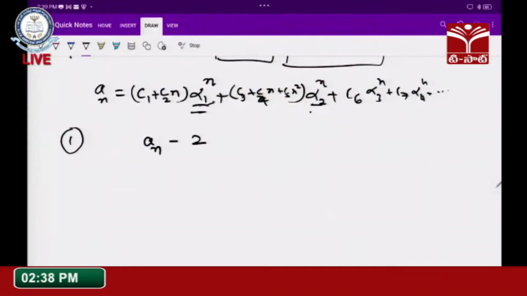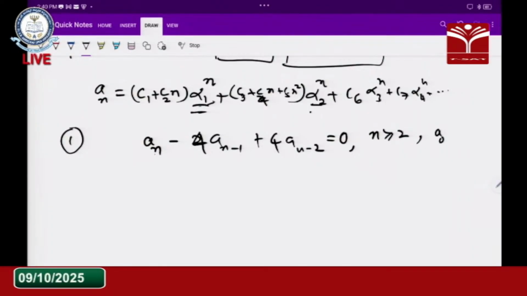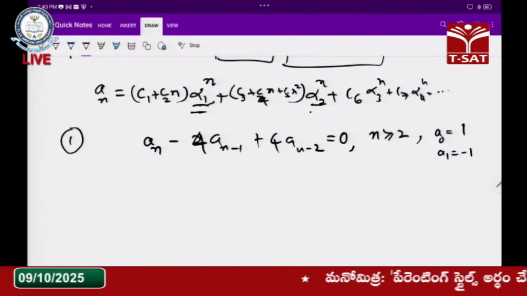For example, if I consider one equation, an minus 4 an minus 1 plus 4 an minus 2 equal to 0. The last one is n minus 2, so this recurrence relation is valid for n greater than or equal to 2. And what is the condition? When n equal to 2, the smallest value, this is a2 minus 4 a1 plus 4 a0. So, to solve this recurrence relation, I need two conditions. Let us assume that a0 equal to 1 and a1 equal to minus 1 to eliminate the constants finally.